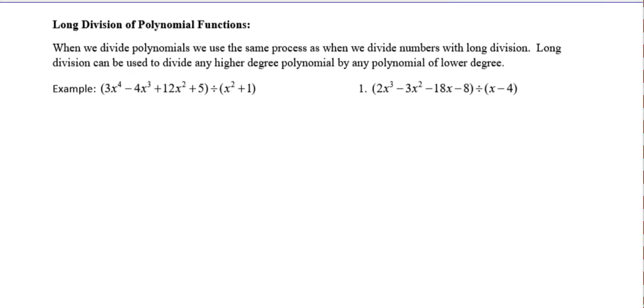All right, this can be tedious, but once you understand the steps, it's really not too bad. So let's look at this example. What we're saying is 3x to the fourth minus 4x cubed plus 12x squared plus 5 divided by x squared plus 1. So we want to write it. We have our divisor here.